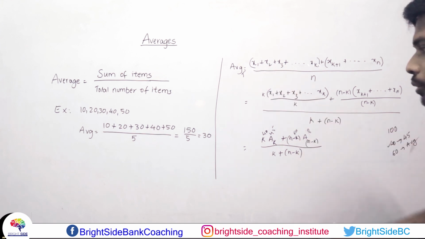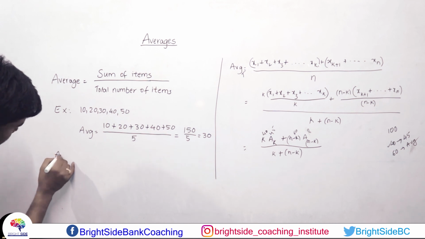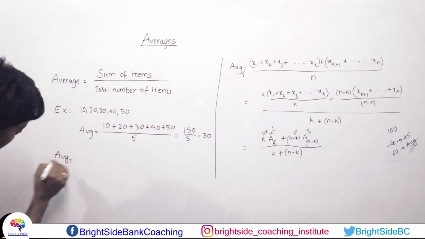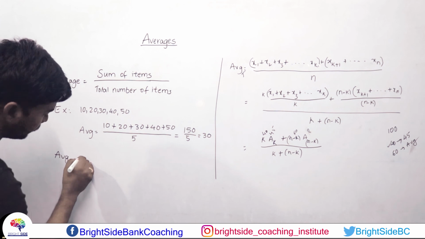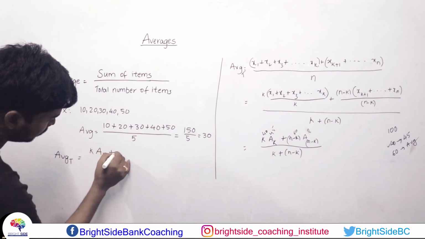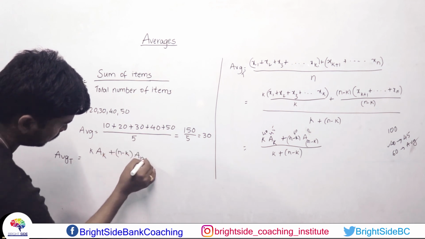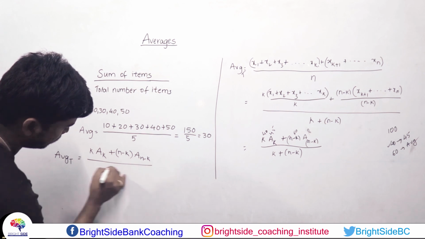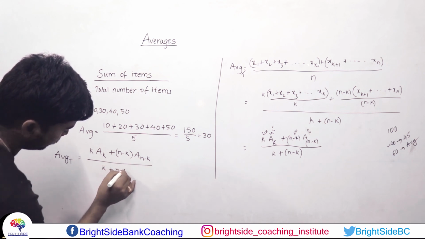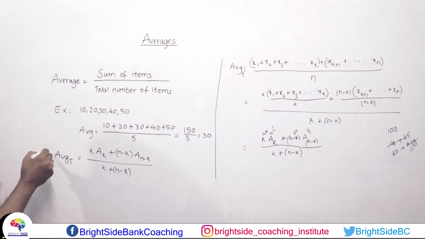So the formula you can write over here: average total, or T, is this. This is also an important formula, note it down.